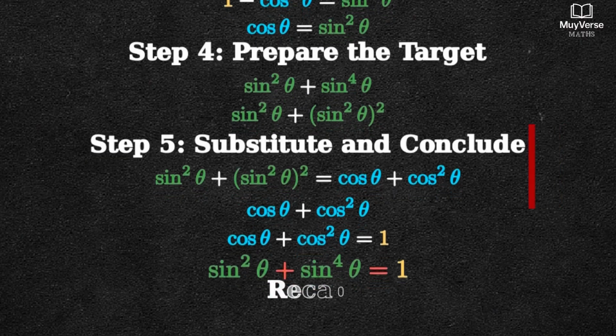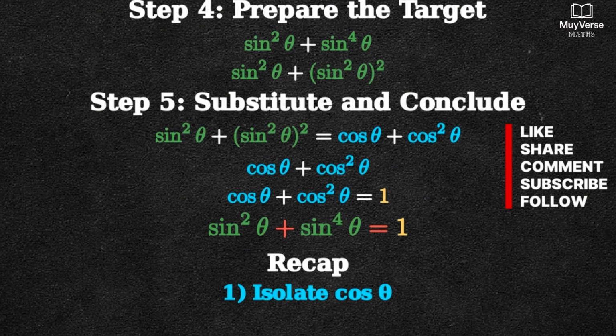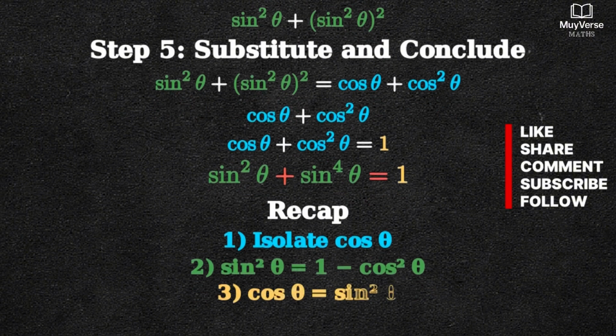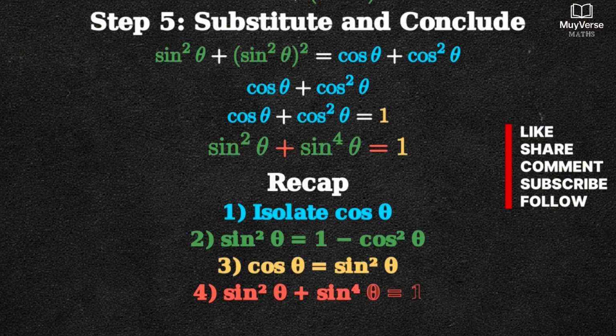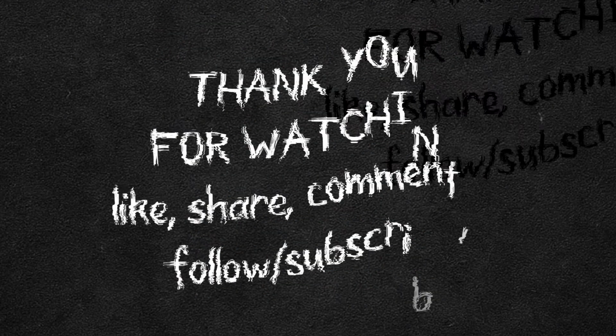Recap. Isolate cosine theta. Use the Pythagorean identity to get sine squared theta equals 1 minus cosine squared theta. Then cosine theta equals sine squared theta. Substitute into the target and use the given to conclude the value is 1. Answer: 1. Nicely done.